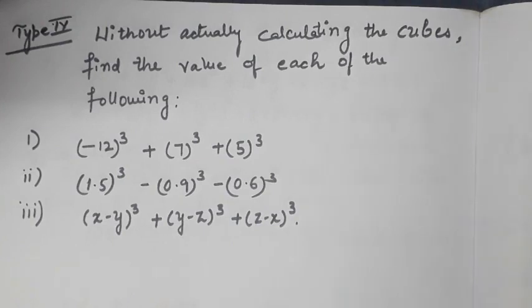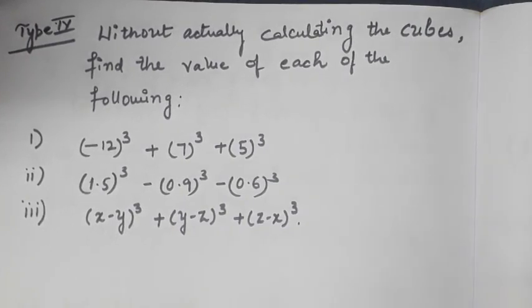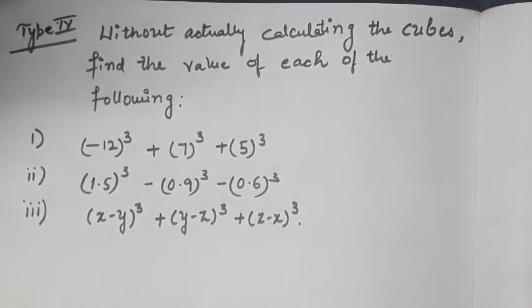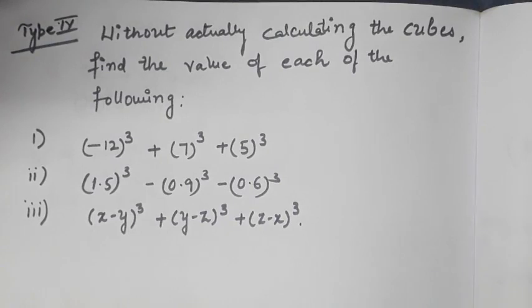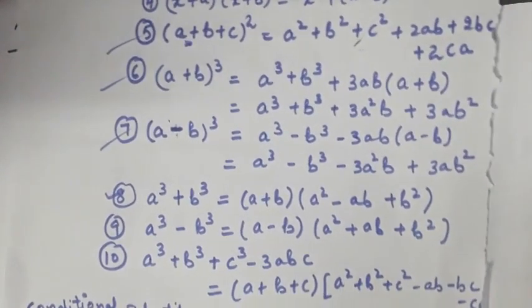Okay, see, without actually calculating the cubes, find the value of each of the following. First question here is (-12)^3 + 7^3 + 5^3, like this. Okay, so let's have a look at the identity that we need to use for this type of question. See, have a look.